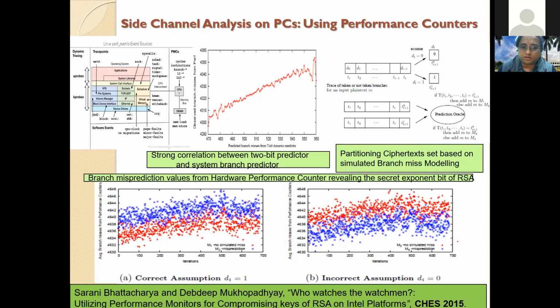But then we found out that if you take an Intel machine, you do not know anything about the branch predictor, and therefore we made a very simplistic guess about it. One of the guesses that we made was to replace it by a simple 2-bit predictor or a 3-bit predictor, and we found out that a very simplistic model was able to predict the branch patterns, and from there we showed how one can recover RSA keys on Intel platforms.